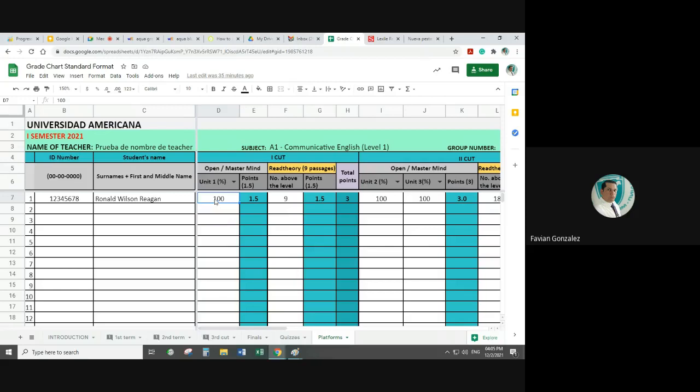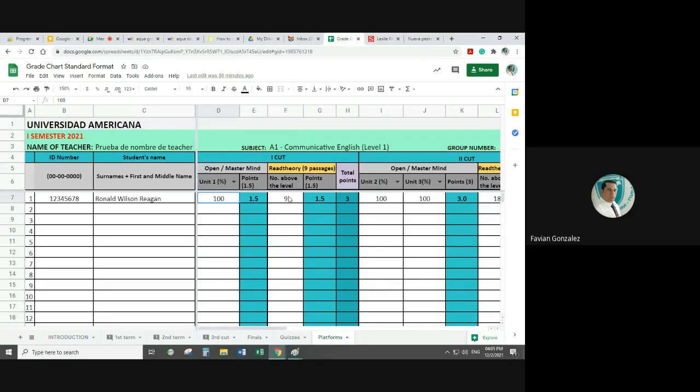For the first cut, just on OpenMind and Readtheory, they can accumulate 3 points. And basically, what we are doing here is we are giving 50% to OpenMind and 50% to Readtheory, right? Now, the greatest question is how many passages are we going to ask our students to read in the first cut, or let's say in the first unit? And the answer is 9.